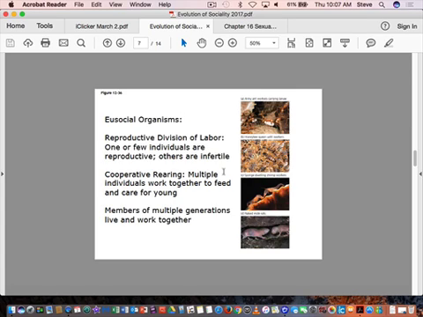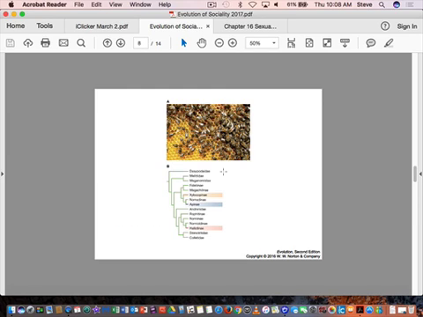Same thing happens in naked mole rats. There's usually a single reproductive female. There are often 18 to 20 other individuals in the colony that aren't reproducing at all, and they're basically caring for the young, protecting the nest, and all these sorts of things. And members of multiple generations often live and work together in these large social colonies. Okay. So what we're trying to explain, how did this evolve? And how often did it evolve?